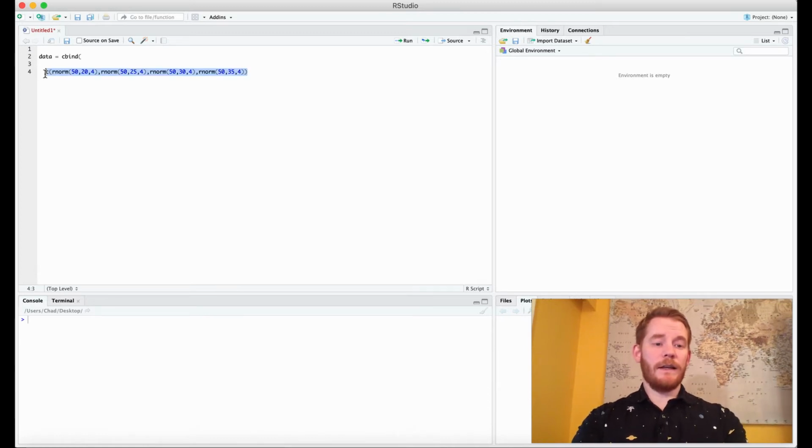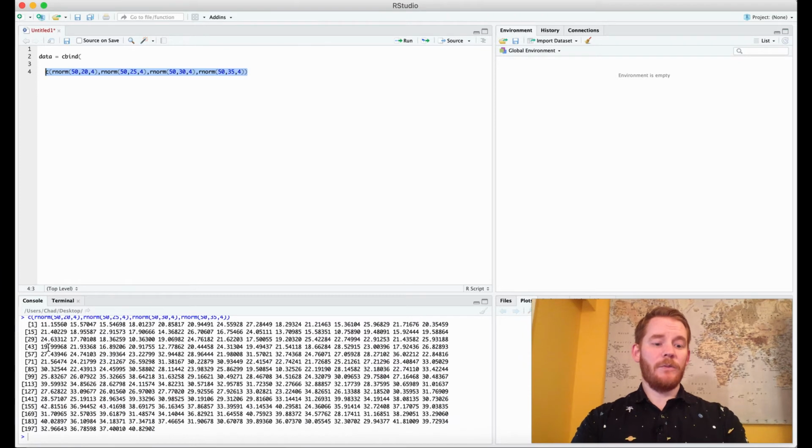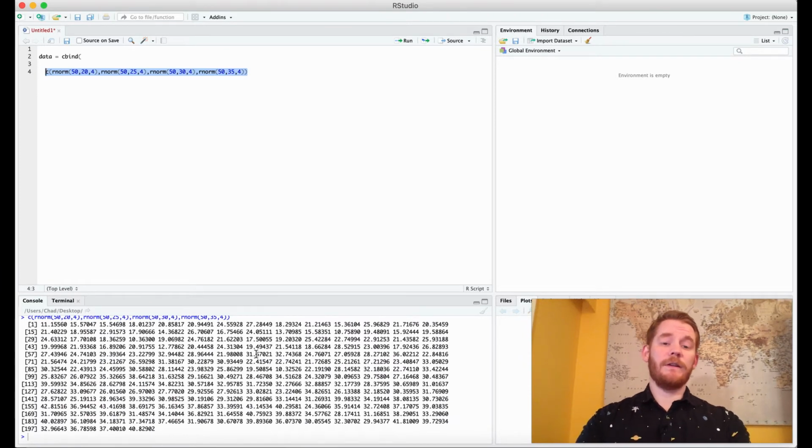So what that looks like is essentially we have 200 data points, where the first 50 is our first distribution, the second 50 is our second distribution, and so forth.